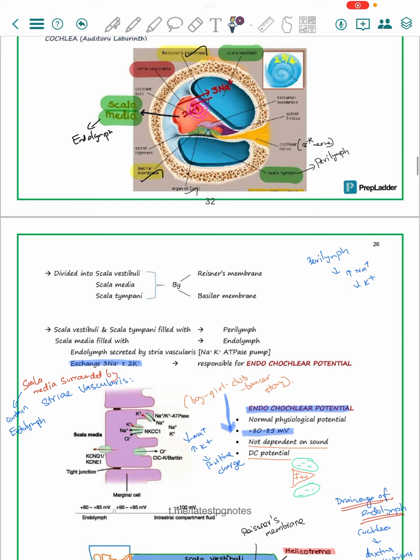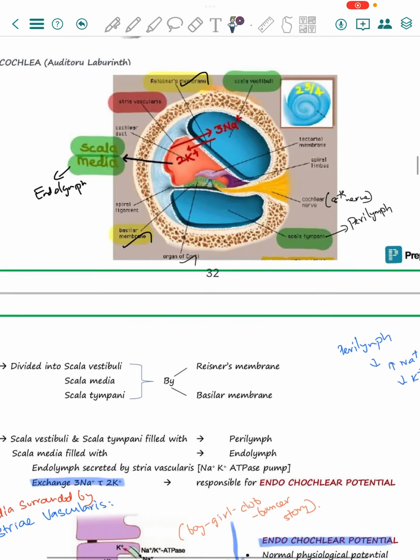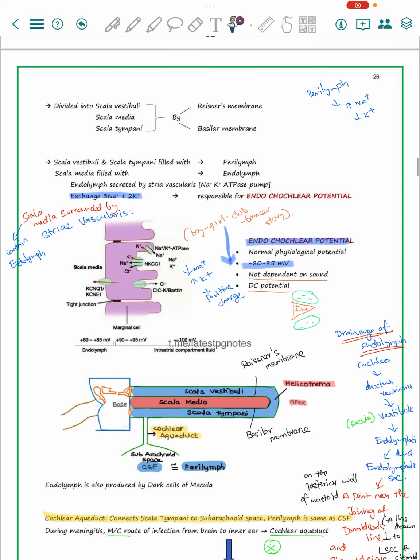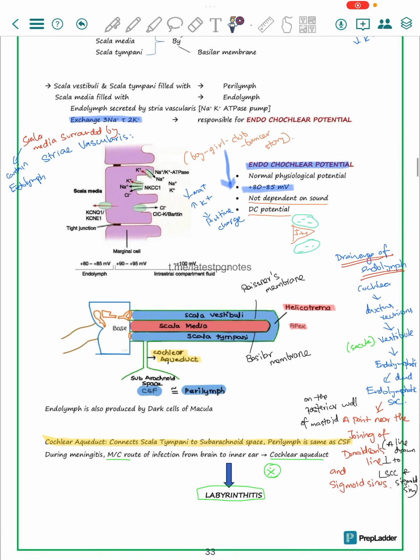There will be a membrane around here, which is known as the stria ampullaris. This secretes the endolymph. Okay, guys. In the stria vascularis, there will be exchange of 3 Na+ with 2 K+. This produces the potential known as the endocochlear potential. It is a DC potential. There will be a positive current due to excess K+, and the other two spaces will contain negative charge.